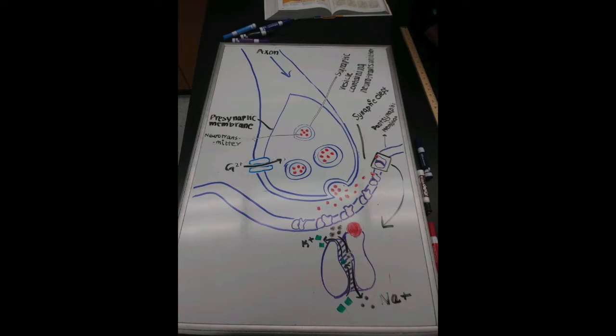When the action potential reaches the synaptic terminal, it depolarizes the membrane, which in turn opens the voltage-gated calcium ion channels. The increased concentration of calcium ions in the terminal causes the synaptic vesicles to release the neurotransmitters. These neurotransmitters then diffuse across the space between the presynaptic and postsynaptic neuron. This space is called the synaptic cleft.